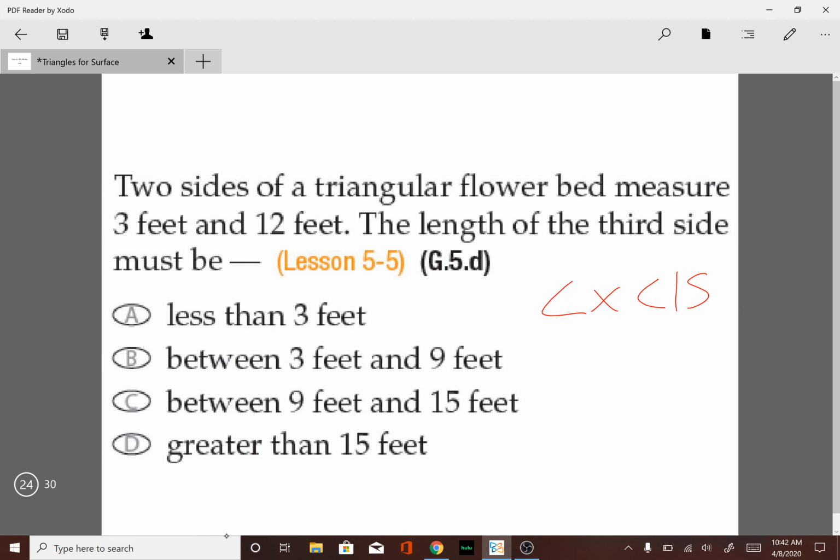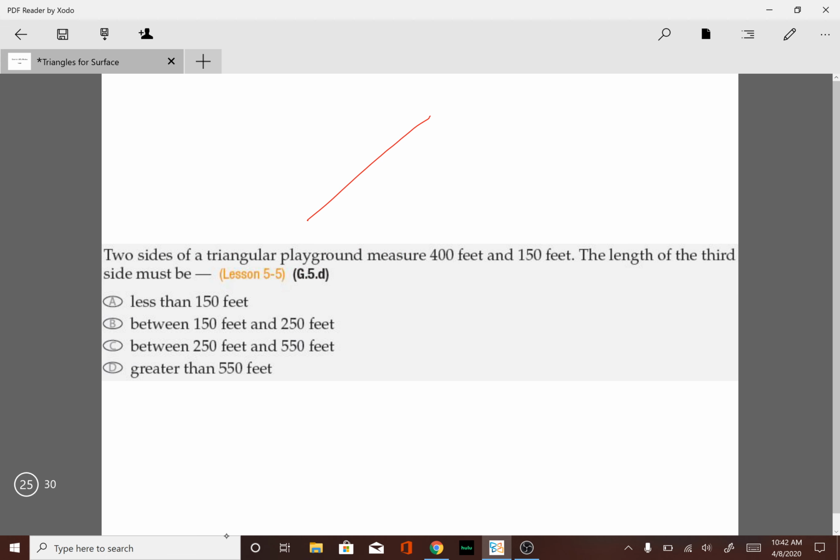Two sides of a triangular playground measure 400 feet. Once again, 400 and 150. Add and subtract. That's going to give us 250. And 400 plus 150 is 550. So somewhere between there, it's going to be C.